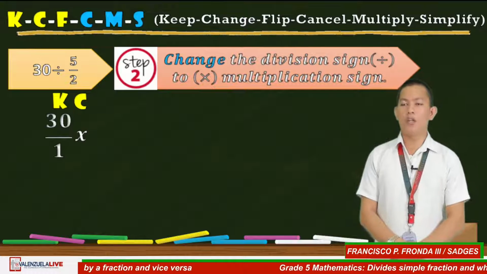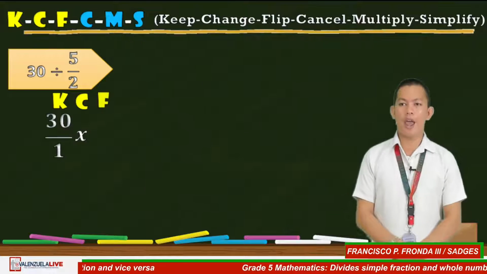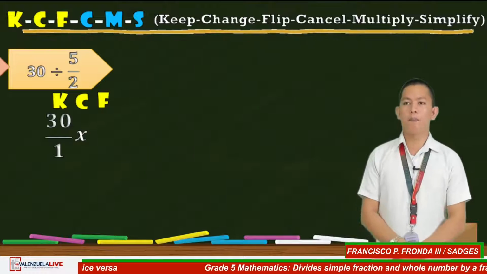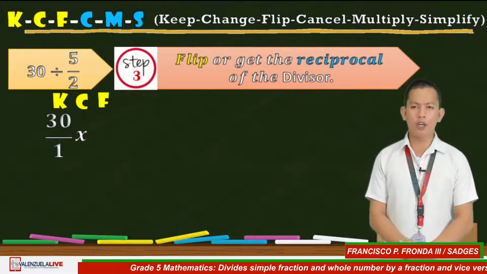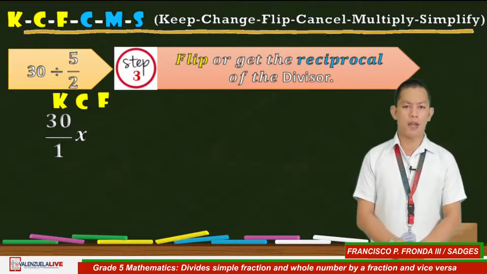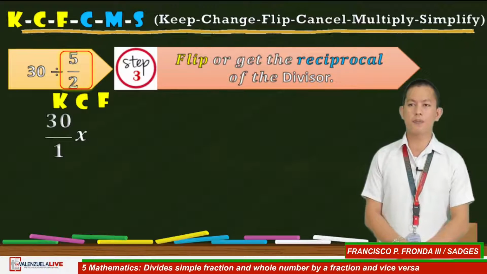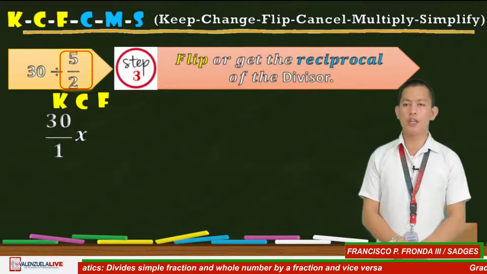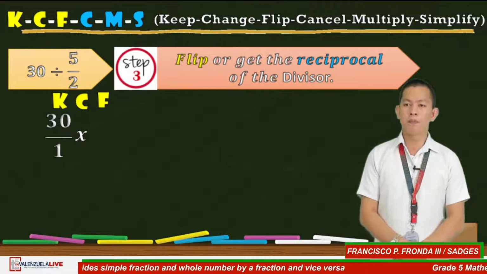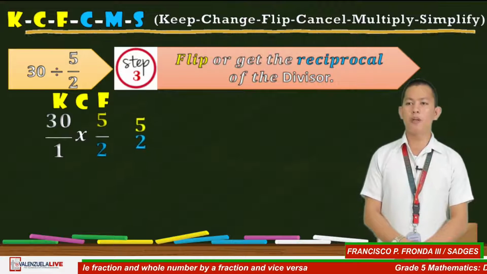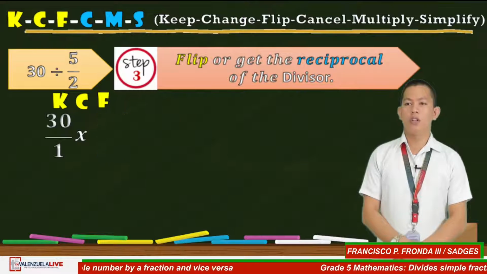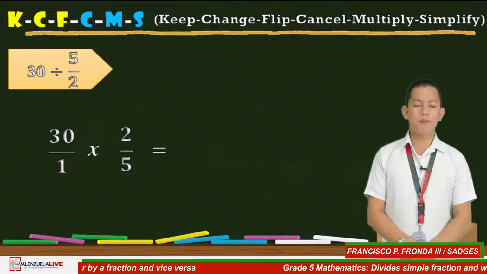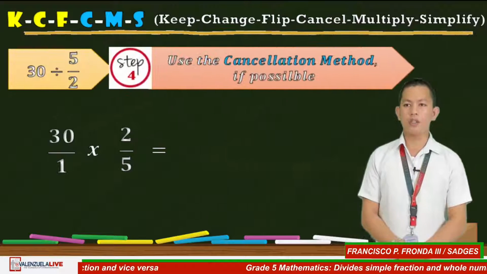Okay, now let's proceed to letter F, or flip. This would be step number 3: flip, or get the reciprocal of the divisor. So our divisor is 5 over 2. The reciprocal, or flip fractional form, of 5 over 2 is 2 over 5.